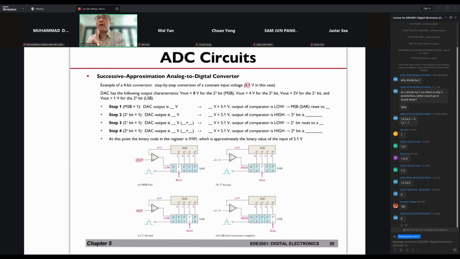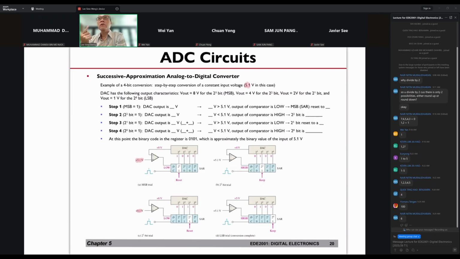Now if you compare to the previous flash ADC, you have so many. If I want 4 bit, I will need 15 op amps. If I want 5 bits, I will need 31 op amps. If I want 6 bit, I will need 63 op amps. So there's a lot of op amps to deal with.